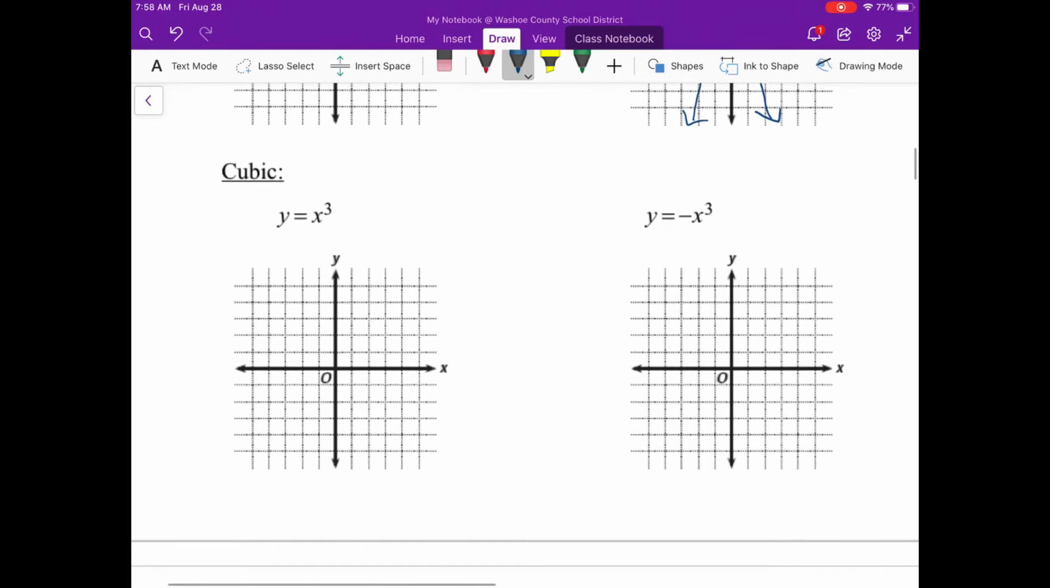Then we have x cubed. And x cubed, the parent function, kind of looks like this. It's kind of like a snake. It goes up this way. Okay, so think of it as a snake-looking graph. And if I have a negative in front of it, it just means it's going to snake down the opposite direction. Okay? So that's the difference between a positive cubic, which is another odd function, odd number in the exponent, versus a negative cubic function.